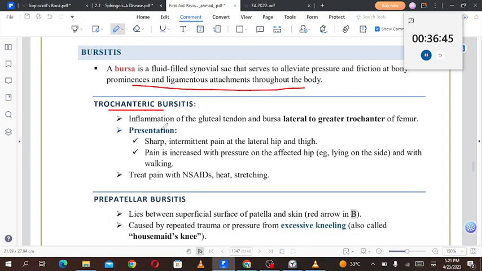So what is the inflammation of the gluteal tendon? The gluteal tendon and the bursa lateral to the greater trochanter of the femur. Presentation: sharp, intermittent pain at the lateral hip and thigh.